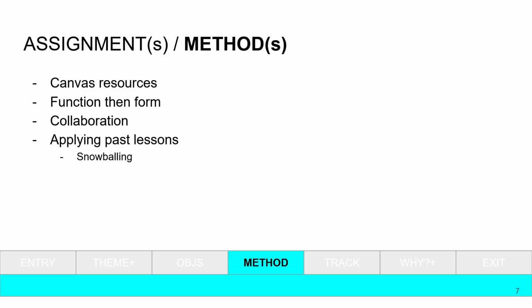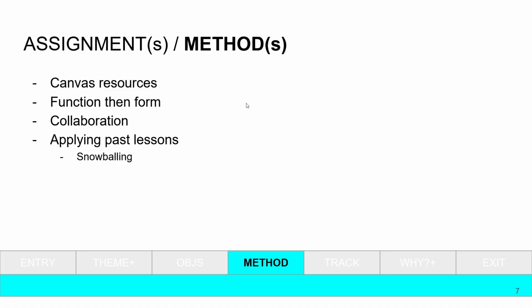The methods of completing this project are different Canvas resources, remembering that you want to make your site functional and then pretty. So function first, form second. Collaborate with each other, collaborate with your various educators in the room, apply different past lessons that you've done so far. And I want you to think about how these skills will snowball, right? All the stuff that I'm teaching you relates to each other in some way. So the pieces get stuck together, the snowball grows and grows as you spend more time rolling it, right?